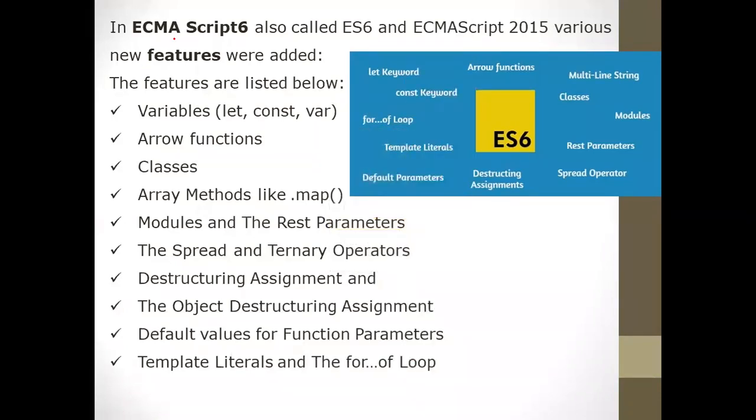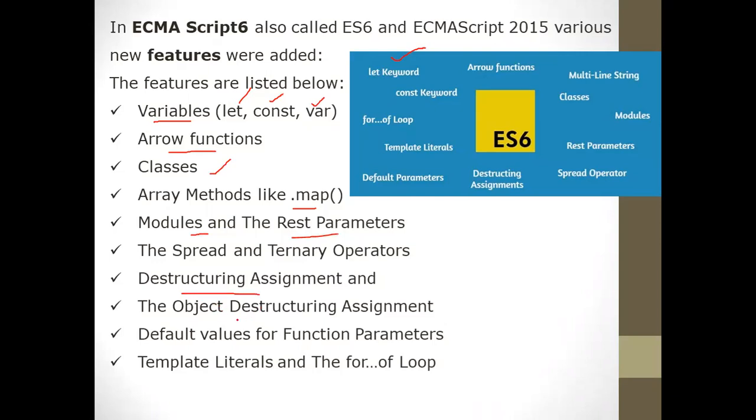Coming to the features available in ES6, in the figure it is clearly observed which different features it supports. For example, it supports variable declarations, where we can use let, const, and var. These are the keywords we can use. We also have arrow functions. It also supports classes. We have array methods, one of the best being array dot map. We have modules. We have rest parameters, spread and ternary operators. Destructuring is very important here.